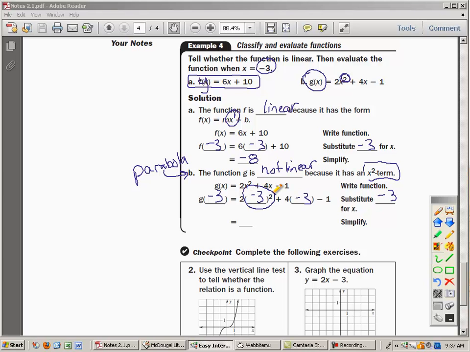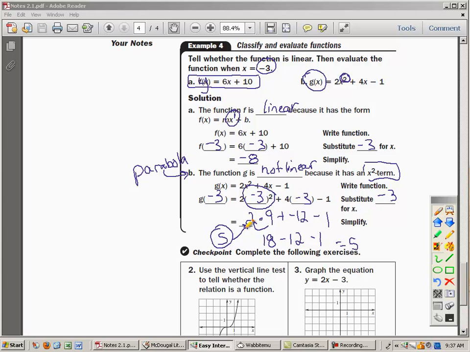Negative 3 squared is 9, so 2 times 9 plus, and then 4 times negative 3 becomes negative 12, and then minus 1. So 2 times 9 is 18. 18 minus 12 minus 1 more. 18 minus 12 is 6. 6 minus 1 is 5. And so the answer for this one is supposed to be right there, but it's 5.